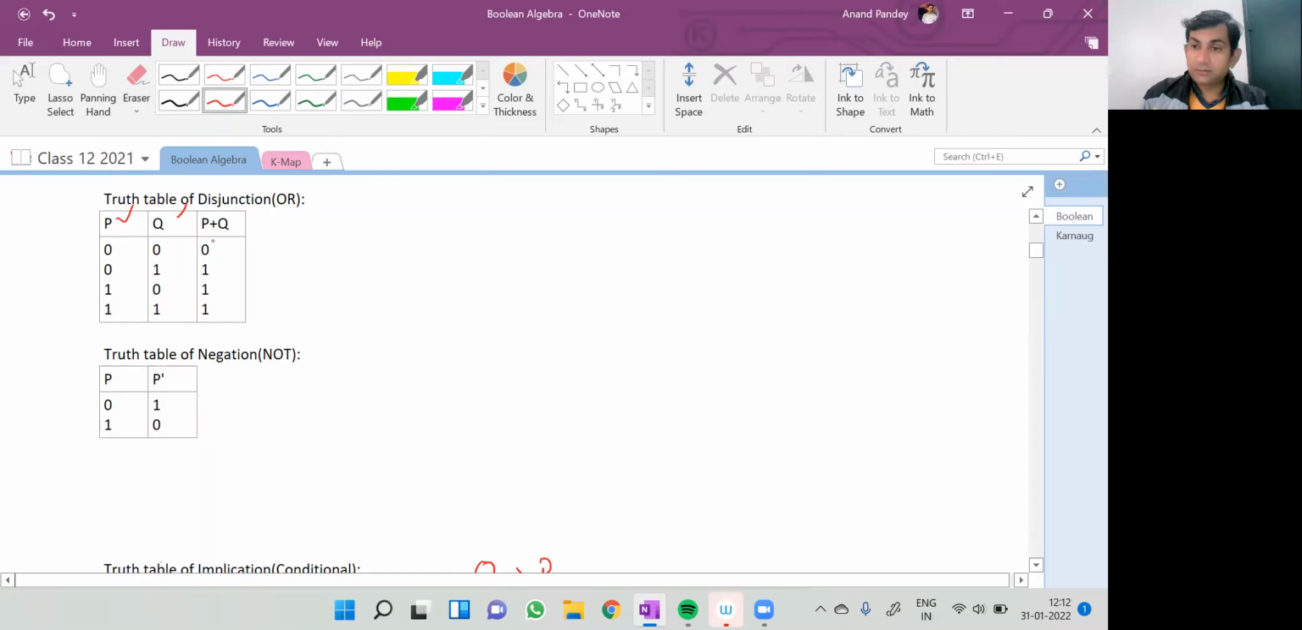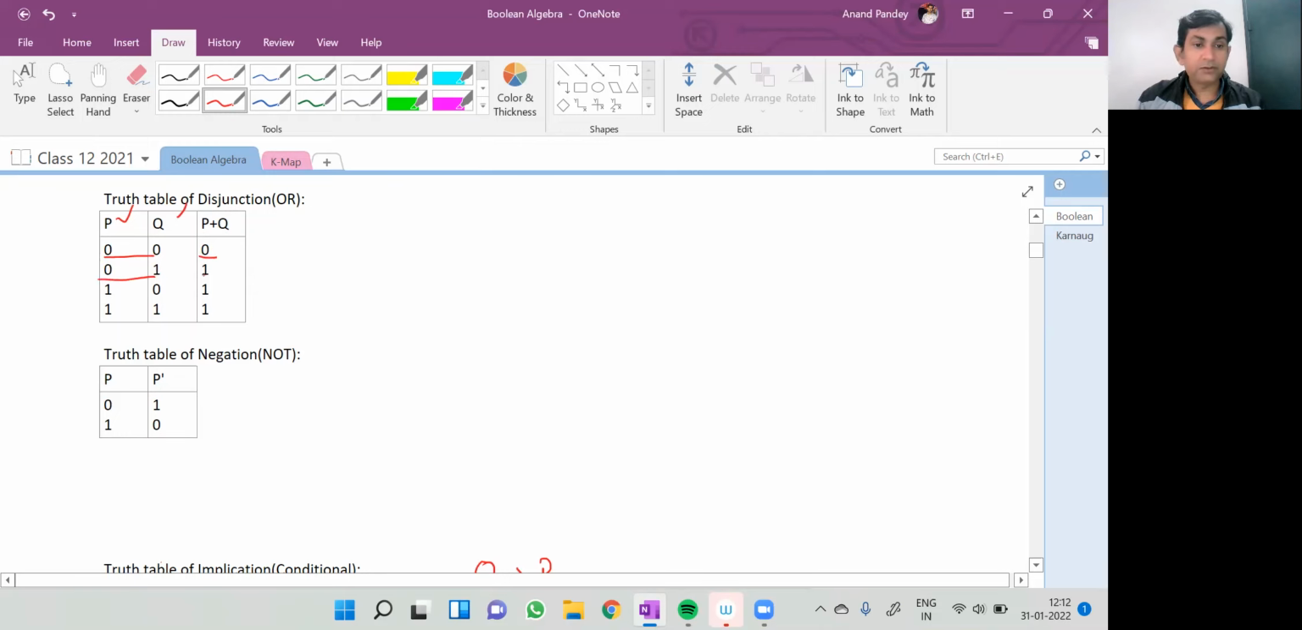Now P plus Q. The rule for disjunction is what? If any one of the input is 1, the output will be 1. If you remember in case of Java logical operator, if any one of the conditions is true, the whole condition is true. OR operator, logical OR. The same rule is here. If in दोनों एक भी input 1 होगा, एक भी 1 तो 1. Then 0 0 will be what?